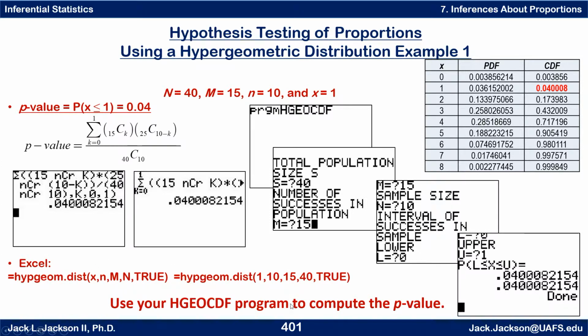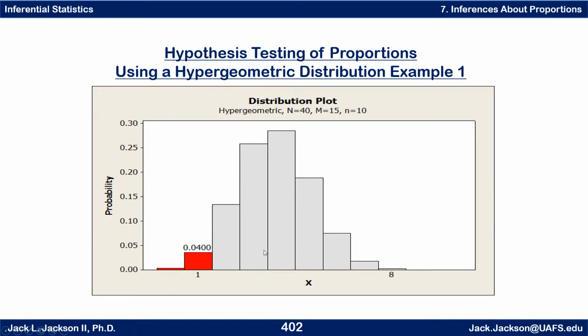Here's the Excel command for the same thing. That's the same as the CDF right here if we make a CDF table. And that is the same as the area of these two bars from 1 to the left. That's our left-tailed probability, our left-tailed area.